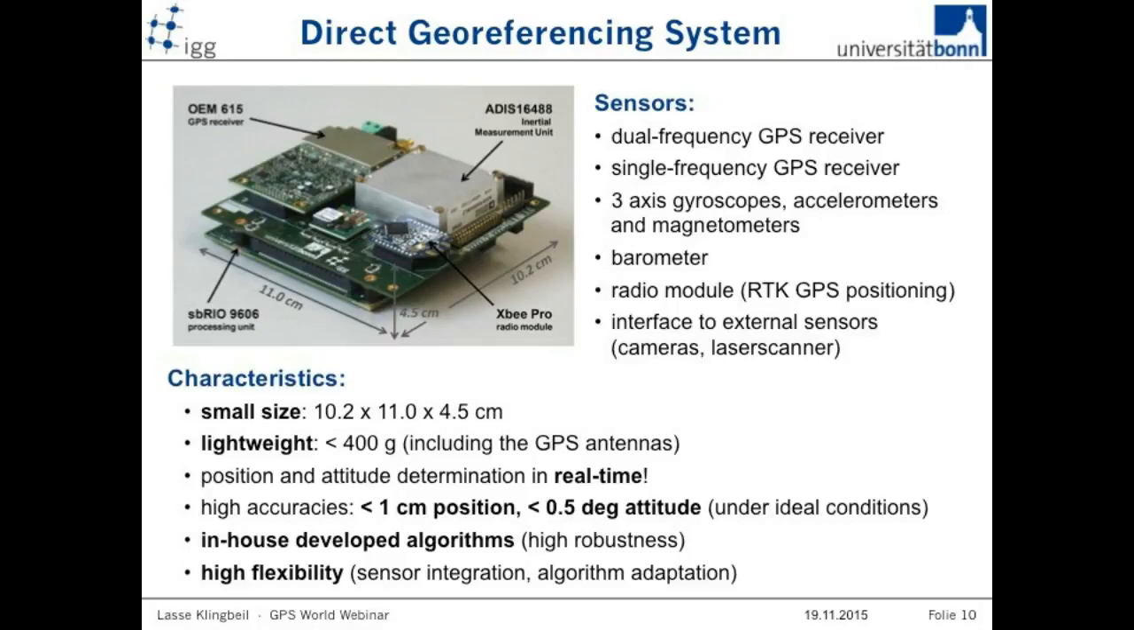And we did all this algorithm development in-house to be sure that we have basically everything under control. So there are some commercially available units with similar or partly these specifications, but we don't really know what we have there. So we decided to do it by ourselves, especially the algorithms. And we are very flexible doing it like this. So the accuracies are around 1 centimeter and below a degree in ideal GNSS conditions.